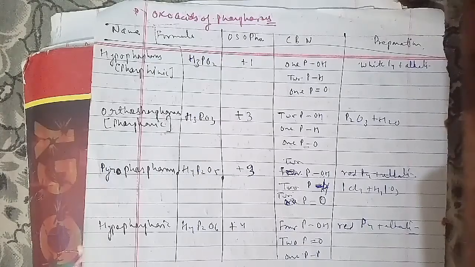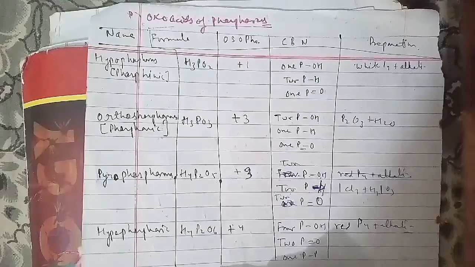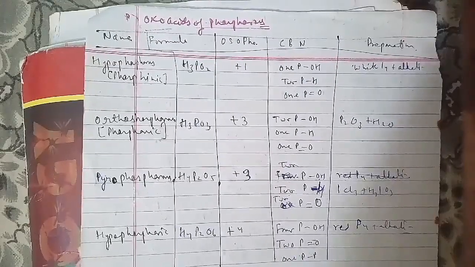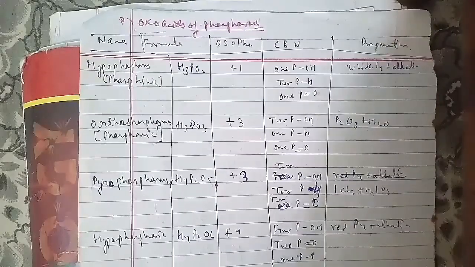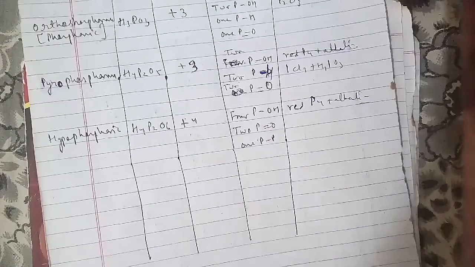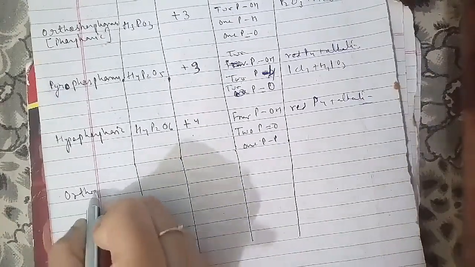Here the bonds are three P-OH and one P=O. The preparation is P4O10 plus H2O. Now we'll go ahead with another one to discuss, which is pyrophosphoric.